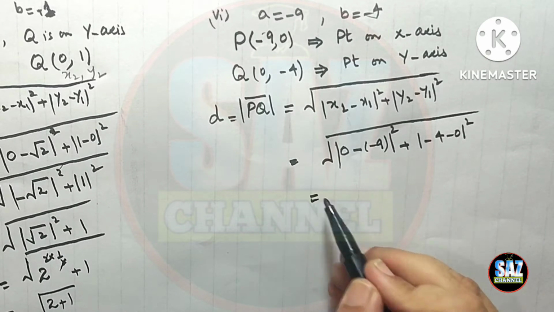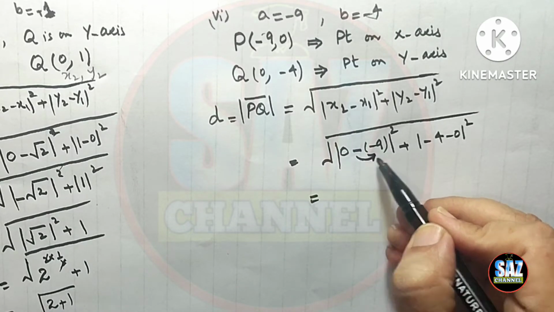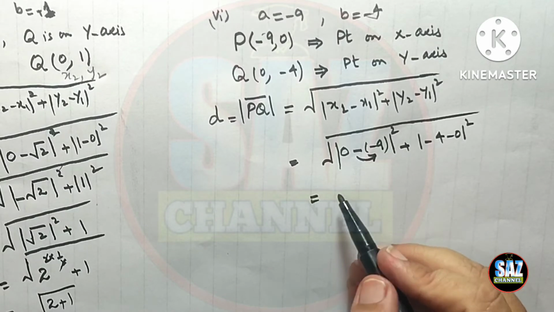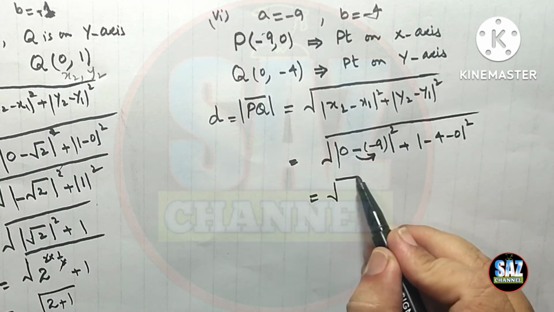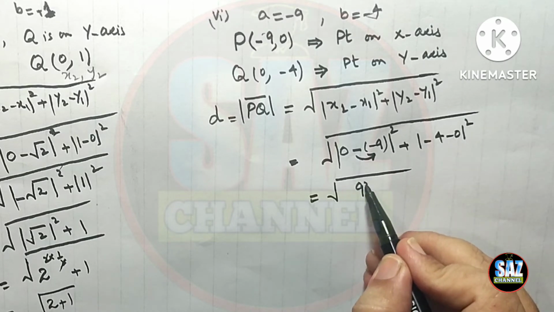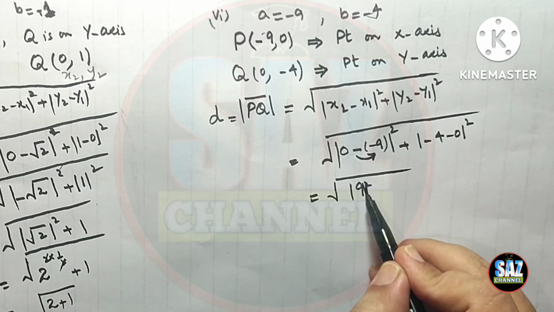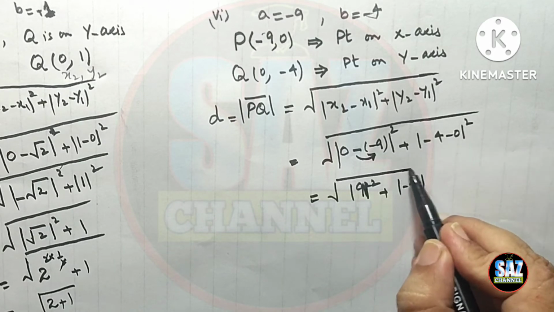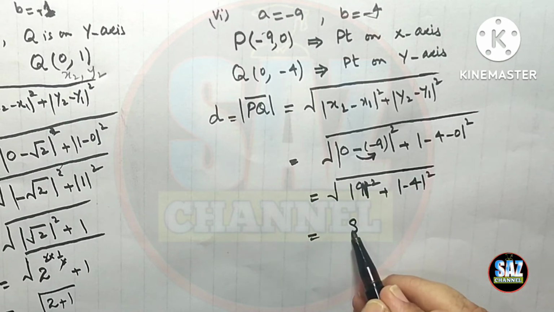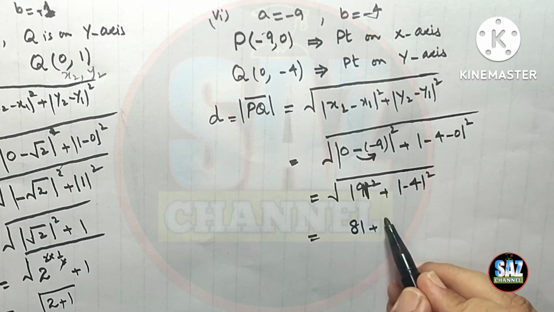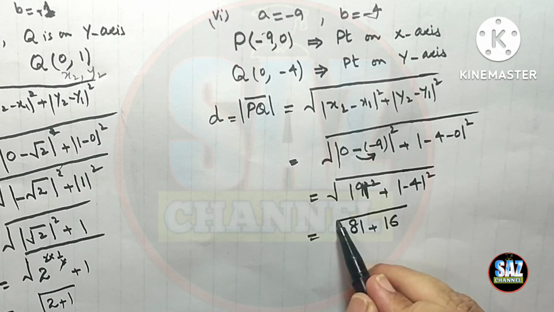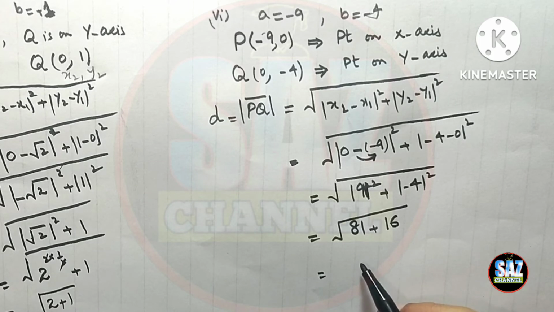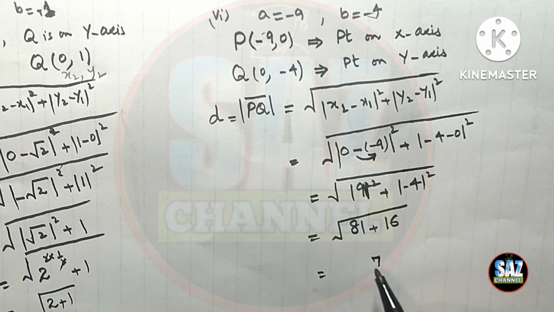This will become positive 9. Then I will have 9 square plus minus 4 square, and 9 square is 81, and square of the number whether that is negative or positive will become positive. So 81 plus 16 is 97, square root of 97 square units. So the distance between these 2 points is root 97 units.